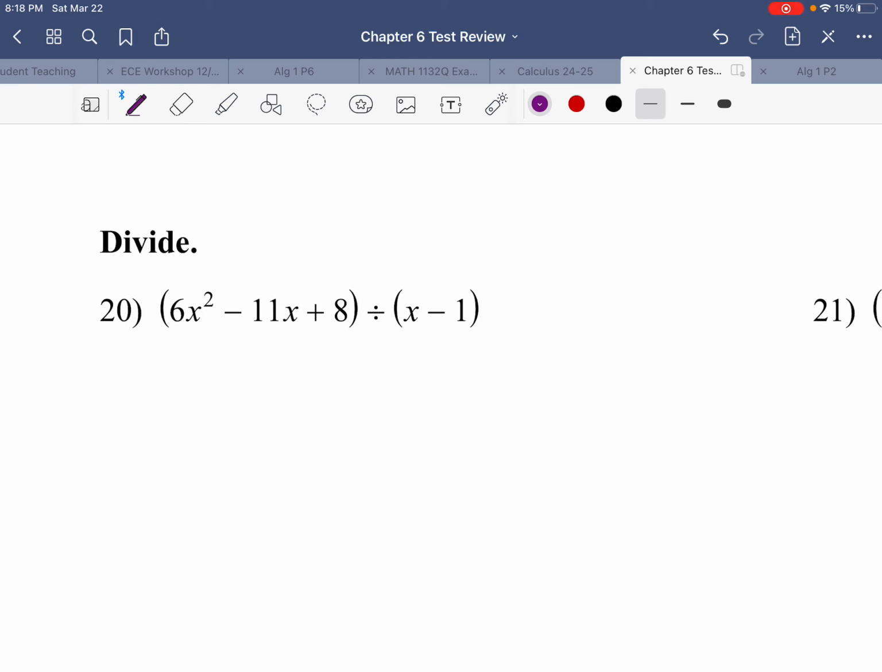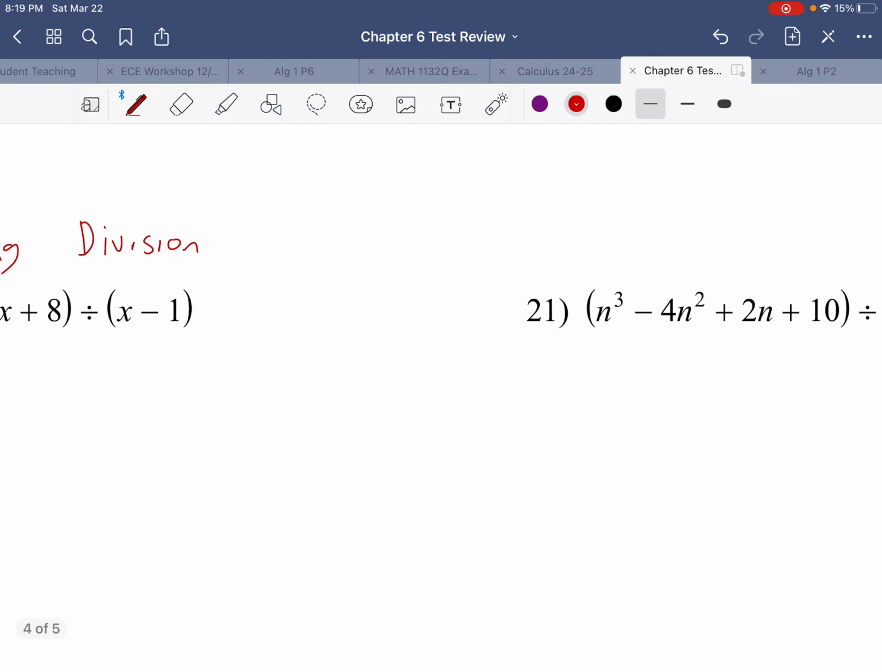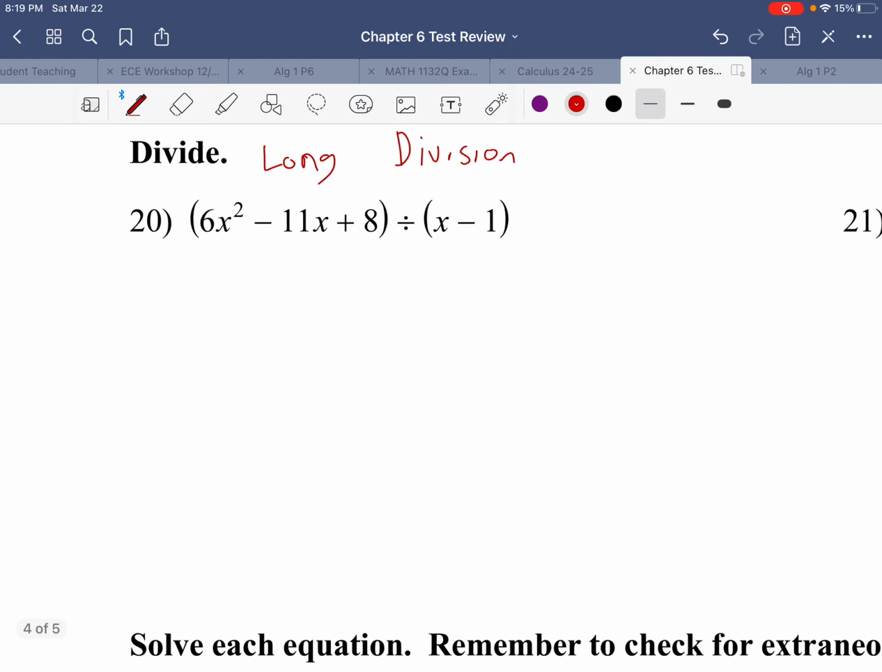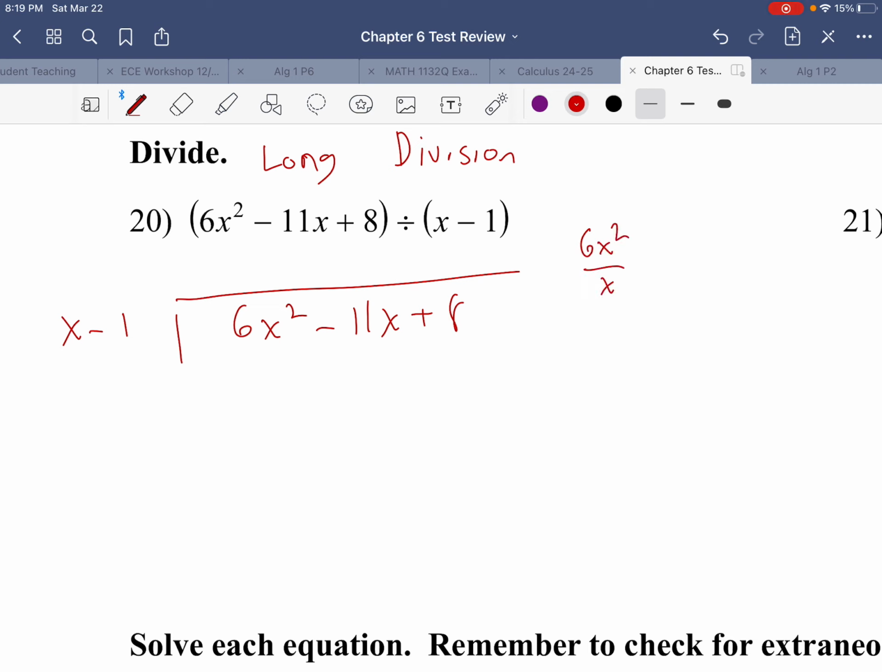Okay, I don't think I put this in on the review, but one of these is going to ask for long division, and then the second one's going to be synthetic division. So for the long division, 6x squared minus 11. So I'm dividing 6x squared by x, which is 6x. I'm then multiplying 6x times x minus 1 to get 6x squared minus 6x.